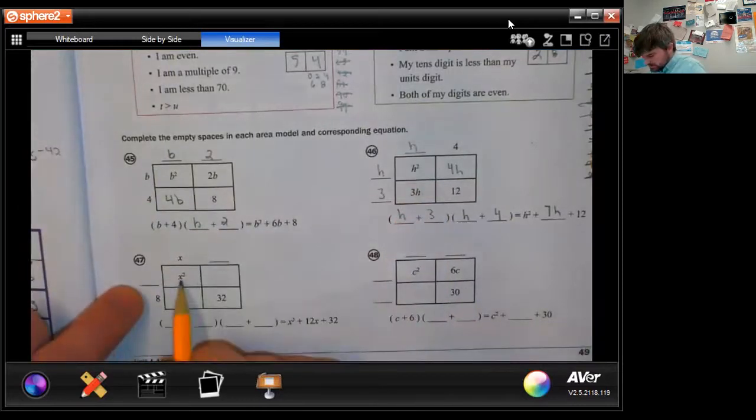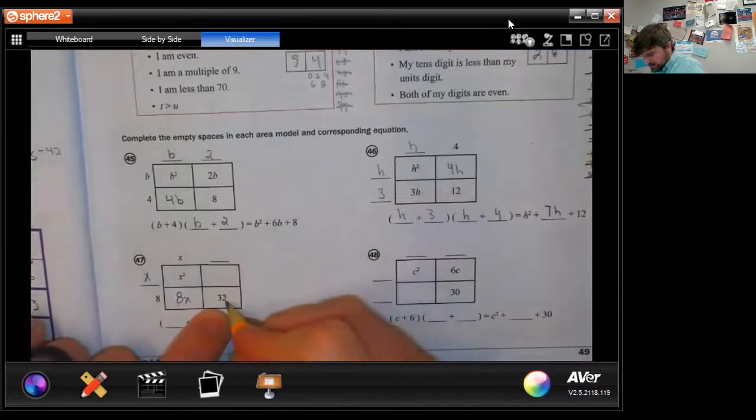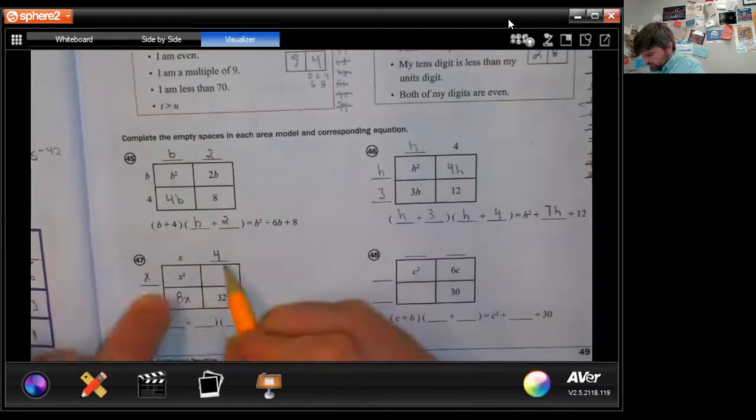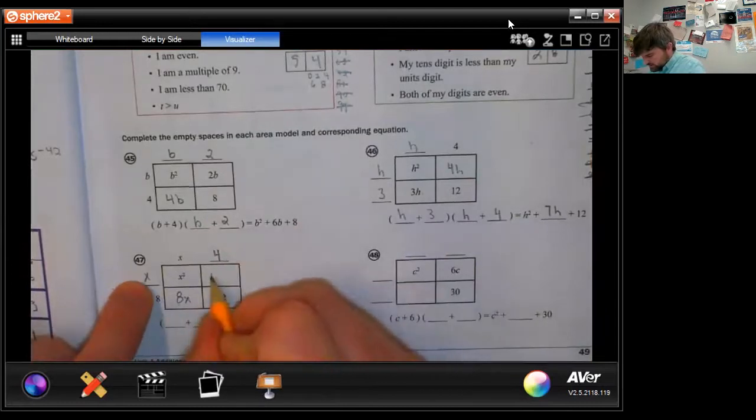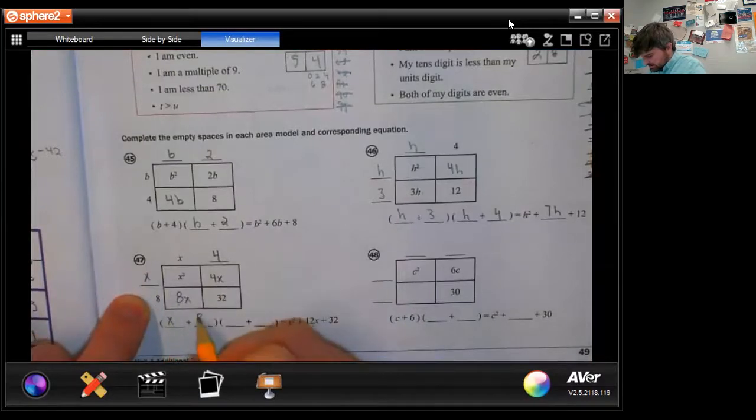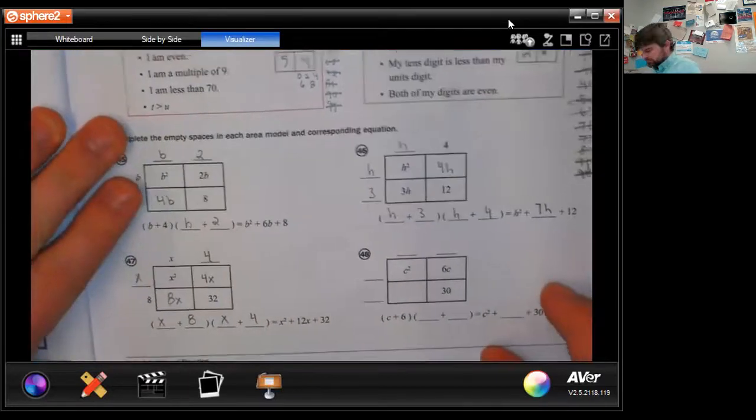Down here, x squared was x times x. 8 times x is 8x. Okay, 8 times what is 32? That would be 4. So 4 times x is 4x. So you have x plus 8, x plus 4, and then you've got that added out.